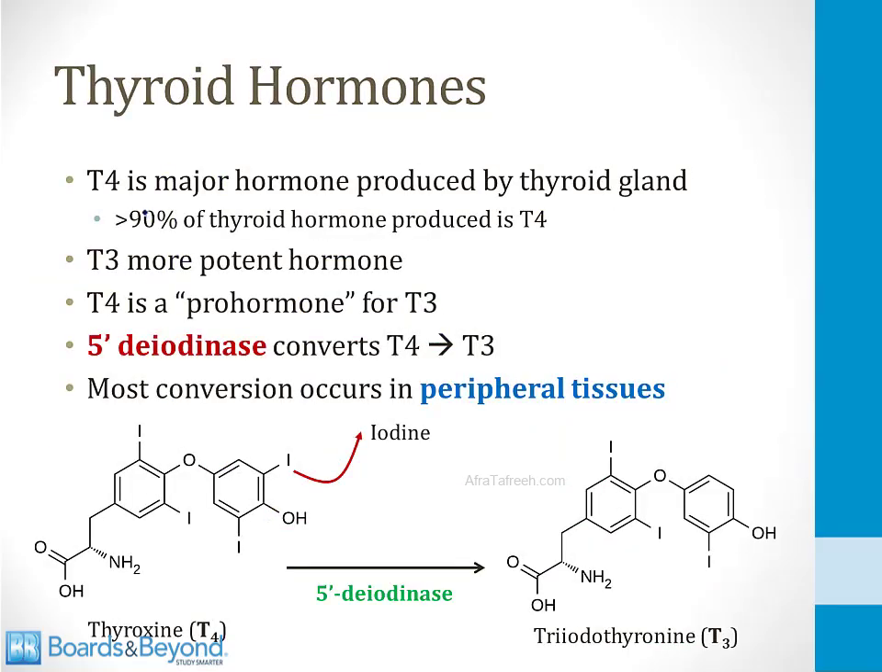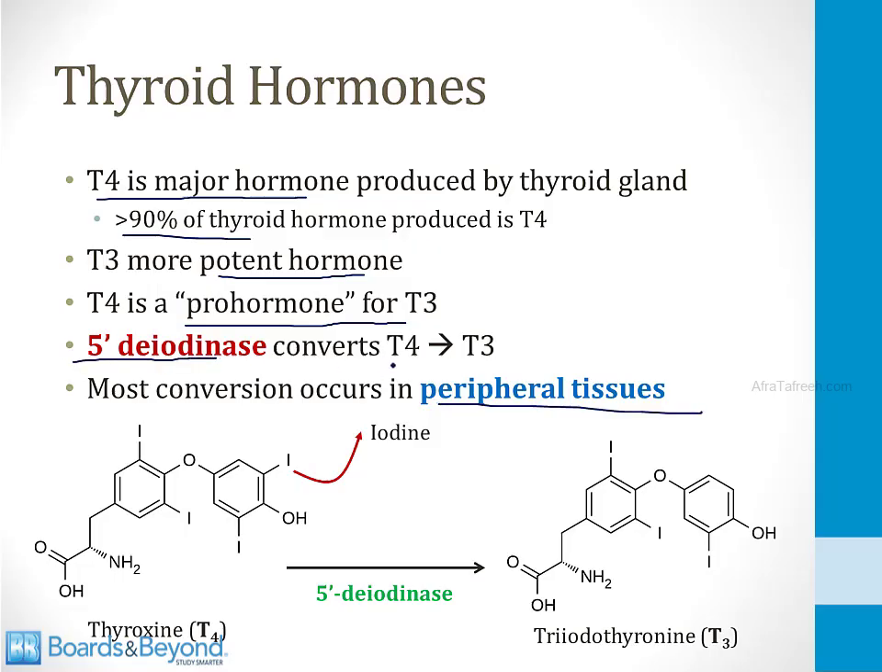Although follicular cells can produce both T3 and T4, T4 is the major hormone produced by your thyroid gland. More than 90% of the hormone that's produced is T4. T3, however, is a more potent hormone than T4. T3 is a more potent activator of the thyroid hormone receptor. And the way most of the T3 in your body gets synthesized is by peripheral conversion of T4. So the T4 produced by the thyroid gland is a prohormone for T3. There is an enzyme found in most peripheral tissues called 5' deiodinase, and it can convert all that T4 produced by the thyroid gland into T3 locally within the tissues.